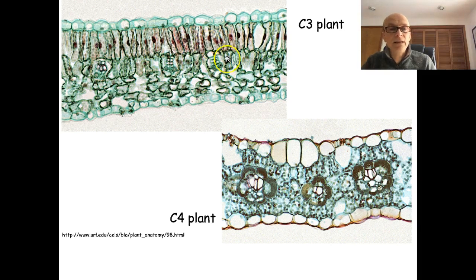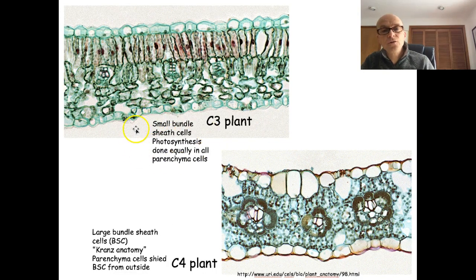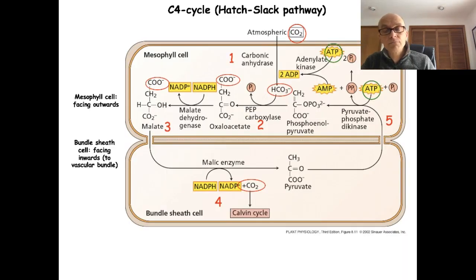And C3 plants don't have any of that, right? So here's a vascular bundle, here's a vascular bundle, no bundle sheath cell around, lots of holes here, or spaces, you should say, in the spongy mesophyll where there's gas exchange going on. You don't really see that here. So why is that important? I'll point that out in a second when we talk about the metabolism. So on here, I just wrote what I just told you, so you can read that up again. Small bundle sheath cells, photosynthesis done equally in all parenchyma cells. Here we have the Kranz anatomy and the bundle sheath cells that are surrounding the bundles. Okay, so it will become clear, hopefully, why that is good for the plant in certain environmental conditions.